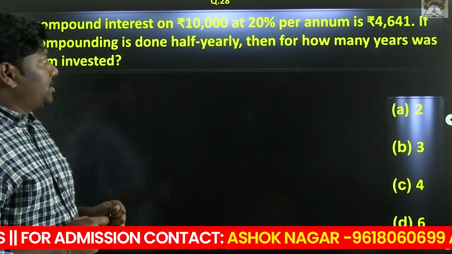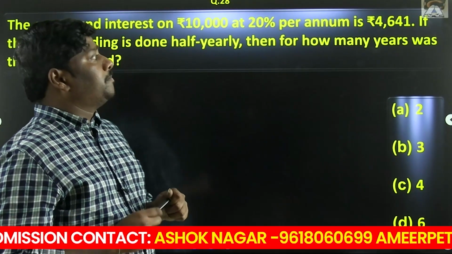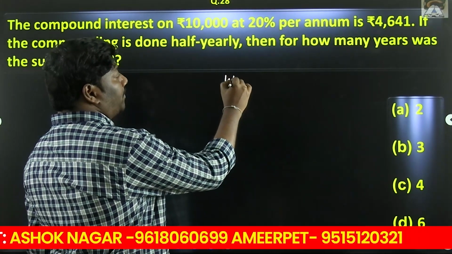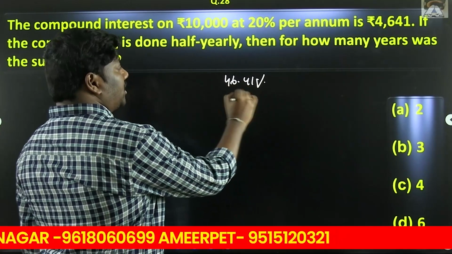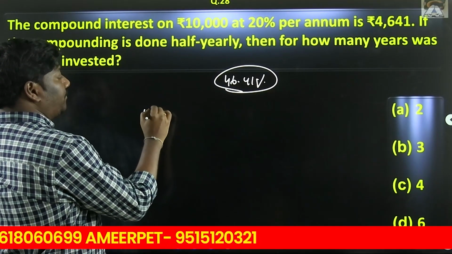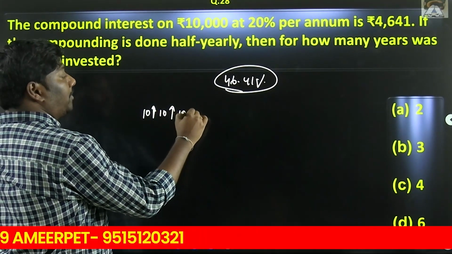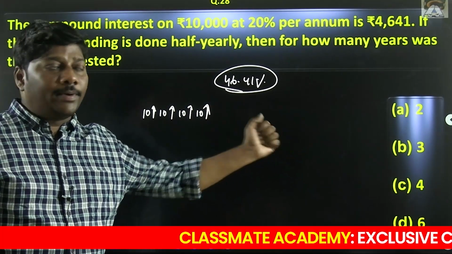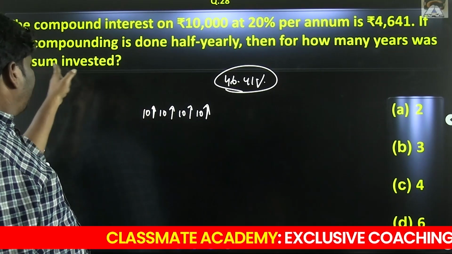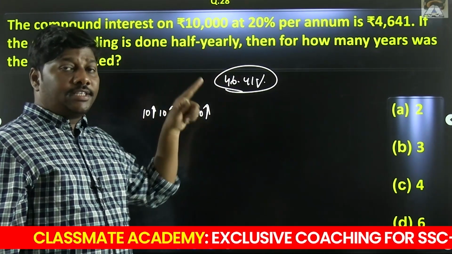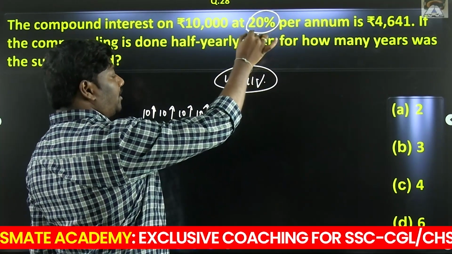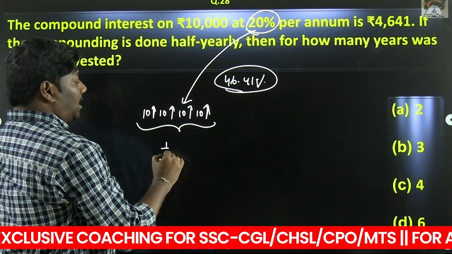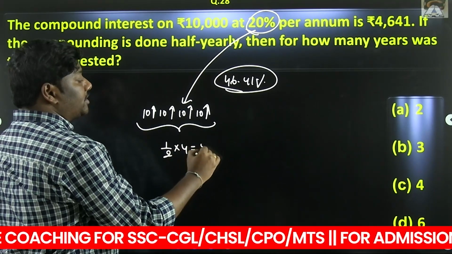Compound interest on 10,000 at 20% per annum is 4641, which is nothing but you are getting 46.41%. 46.41 we already know it is 10 followed by 10 followed by 10 followed by 10. Okay, this we know already by looking at it, you can say it is 10%, 4 times. If the compounding is done half yearly, that is the reason, what half yearly means, 20 becomes 10. 4 half years. 4 half years means half into 4. It is 2 years time.